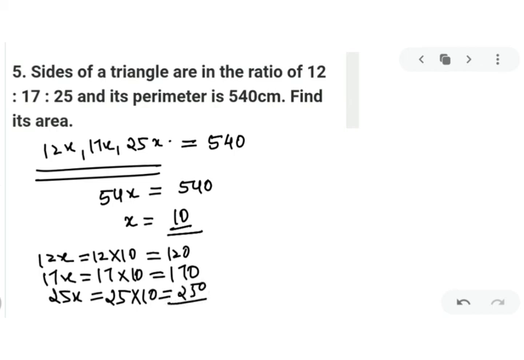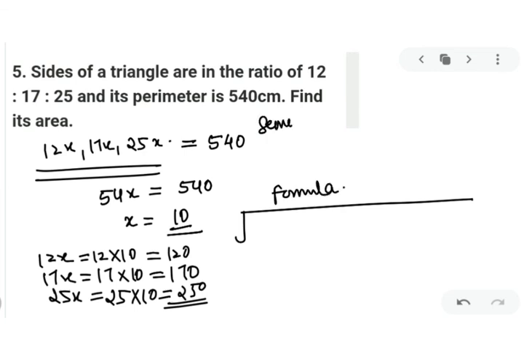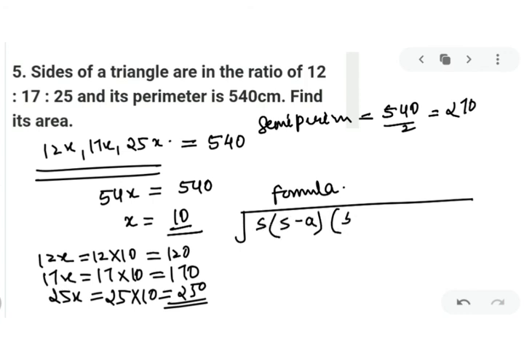Now, as I said, you have to use your formula. And before using the formula, you have to find the semi-perimeter. Because the perimeter is given in the problem, it will be very easy. You just have to divide by 2 and you will get your semi-perimeter. Put the value of the semi-perimeter and the sides into this formula and get your exact answer. Can you do that?